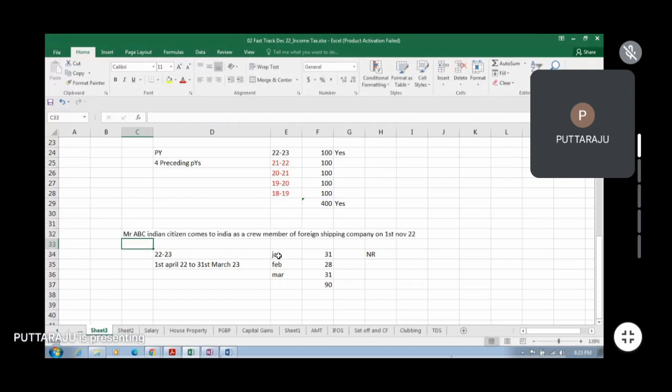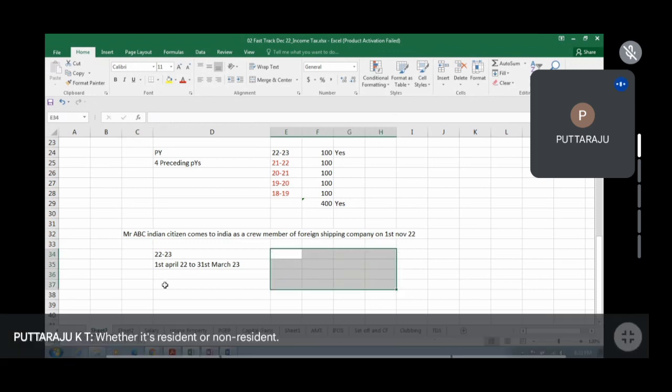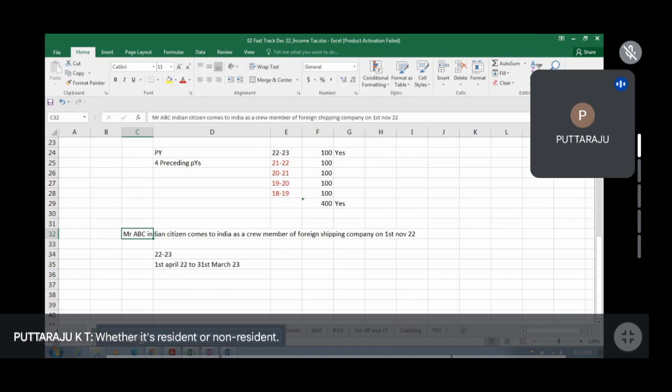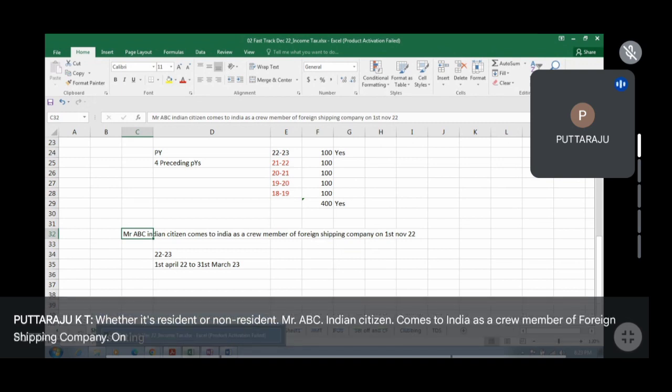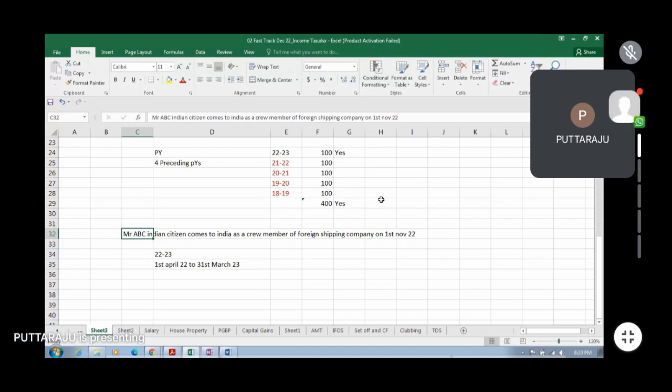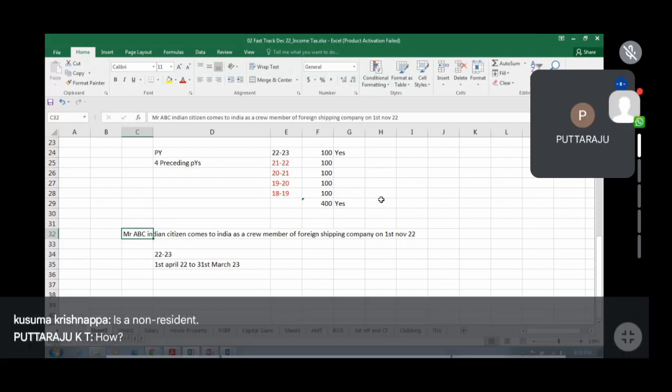Tell me whether he is resident or non-resident. Mr. ABC, Indian citizen, comes to India as a crew member of a foreign shipping company on 1st November 22. He is a non-resident. How? Because he stayed for less than 182 days.